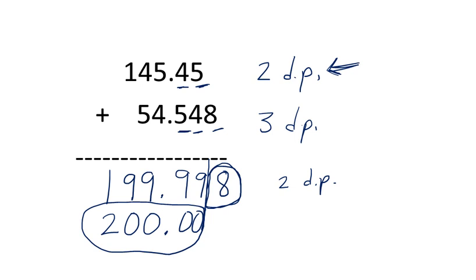So that's how addition and subtraction works when we have those numbers and we want to express the answer with the correct level of precision. Well, let's try something a bit different. We're going to do some multiplication now. So we'll take these two numbers and multiply them together.